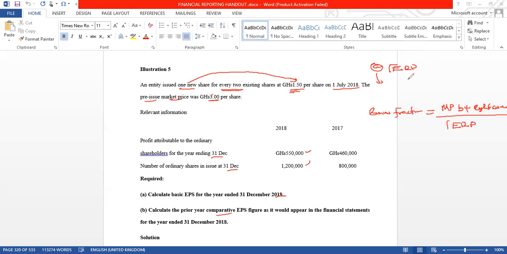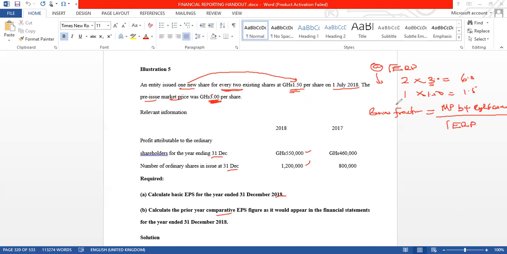Now, if we need to find our TERP, we need to go through the analysis that we always do. Before, what was there? We had 2 shares, and the 2 shares were how much? 3 cedis each. So that is what we have to get our 6 Ghana cedis. Then there was a taking up of new rights shares, which was 1, and that one came in at 1 cedi 50 pesos. So that one gives us 1.5.